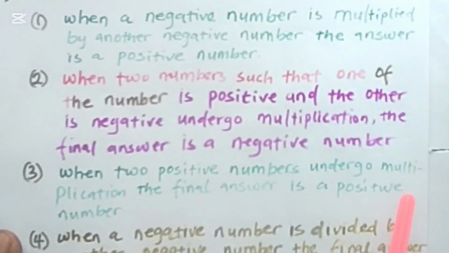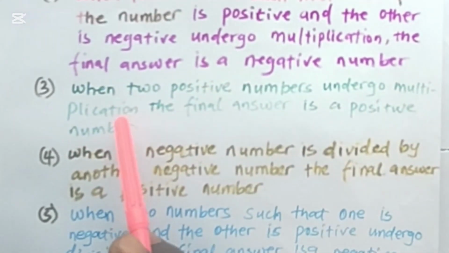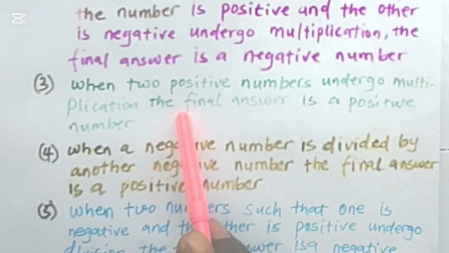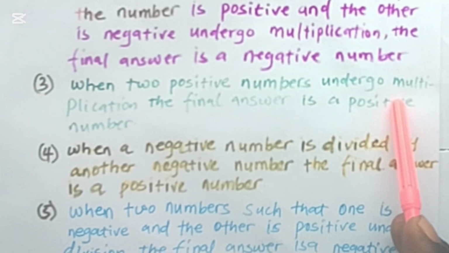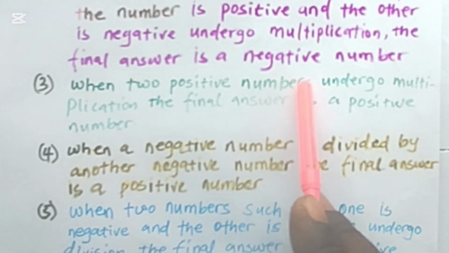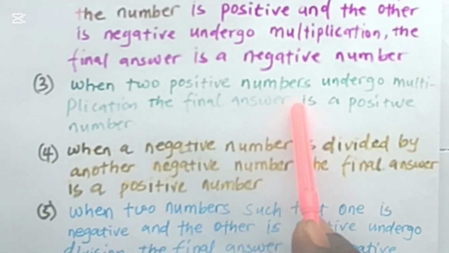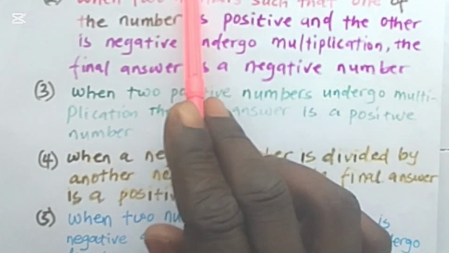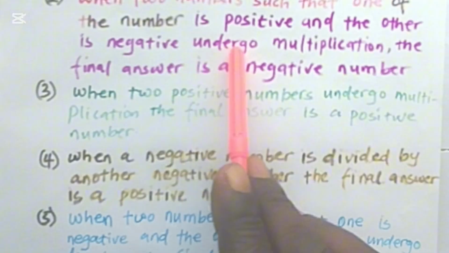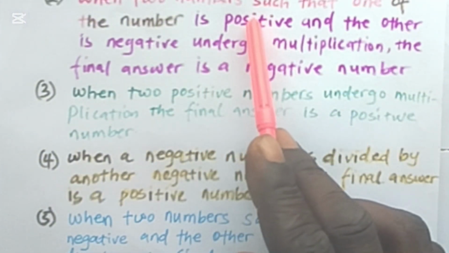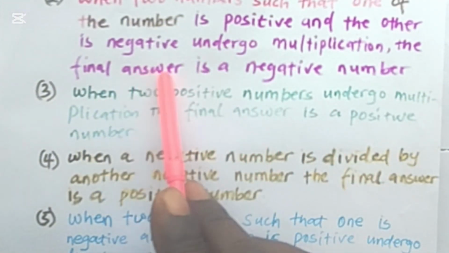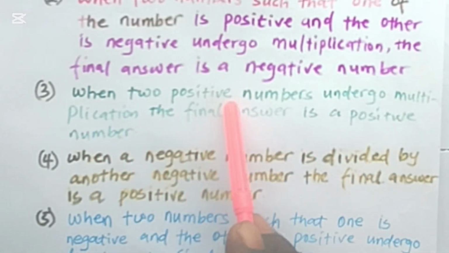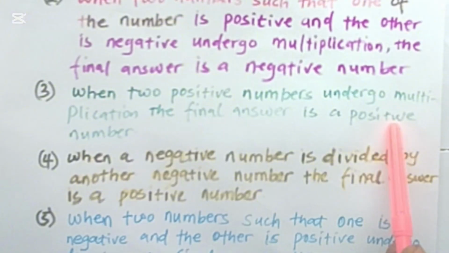So let's go to the third rule. The third rule simply says that when two positive numbers undergo multiplication, the final answer is a positive number. So we had two negative numbers, the final answer will be a positive number. We have two numbers such that one is positive, the other one is negative. The final answer is a negative number. So if multiplication is being carried out on two positive numbers, the final answer will be a positive number.